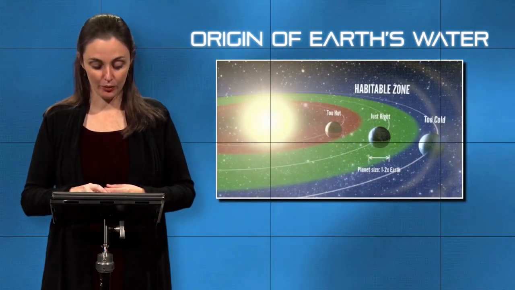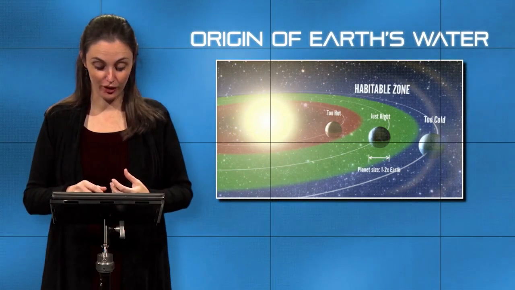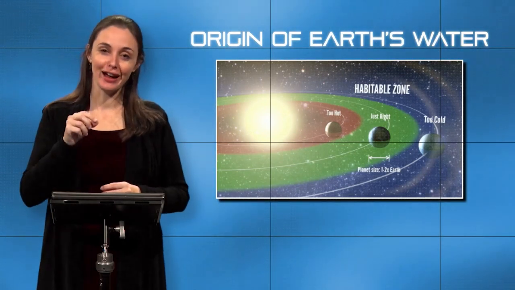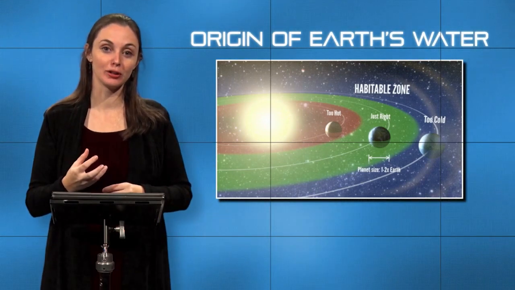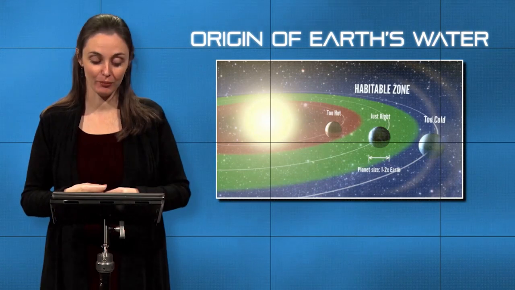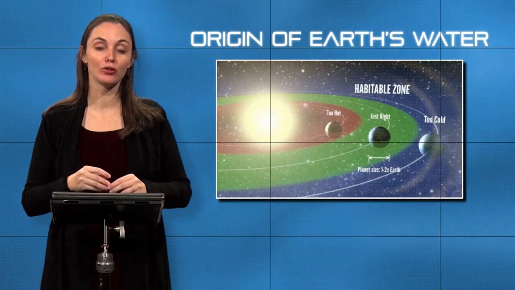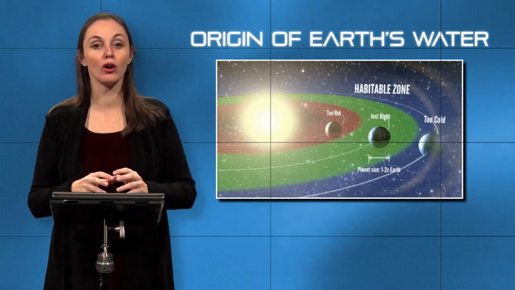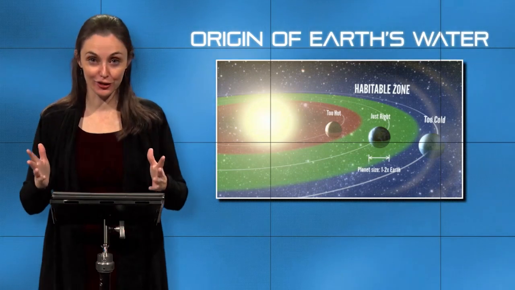Now, what allowed Earth to actually retain its water over time is being in the ideal place within our solar system for that water to be retained for long periods of time. This is the kind of area in other solar systems that we're looking at to find Earth-like planets, the so-called habitable zone. Or you may have heard of it as the Goldilocks zone.